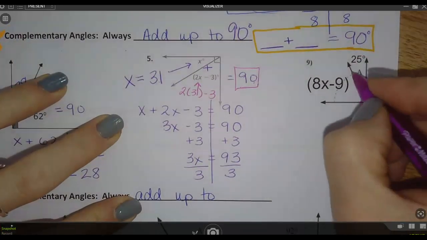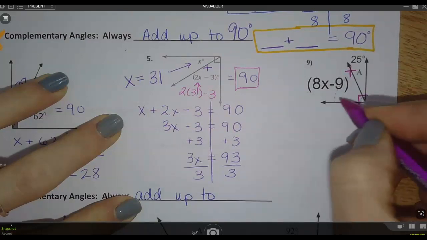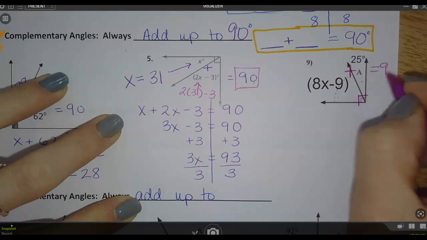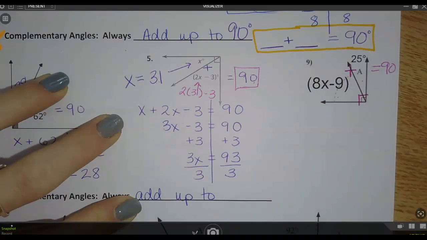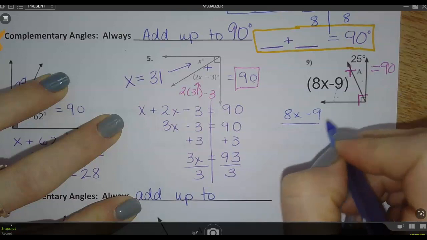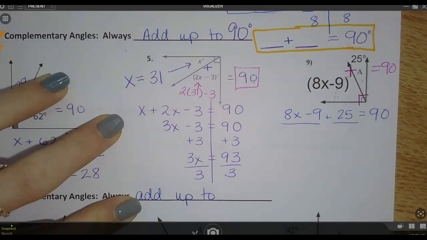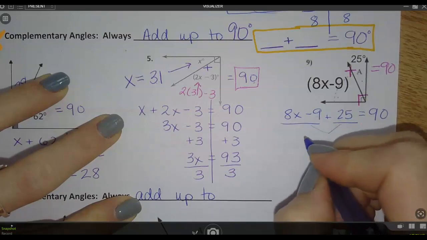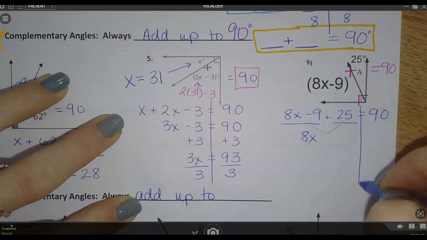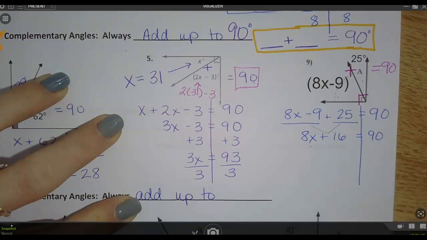Okay, here's one more over here. I know that these are complementary because they make that right angle. So I know I'm going to take the two angles in the picture and add them up and set it equal to 90. So I'm going to rewrite that down here. 8x minus 9, that's one angle, plus 25 will have to make 90. Okay, I do have some like terms again to combine. So 25 minus 9 is 16. So 8x, don't forget my line, plus 16 equals 90. And then just work until you get x by itself.